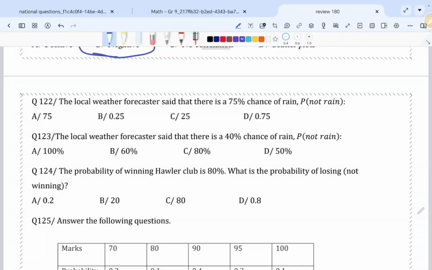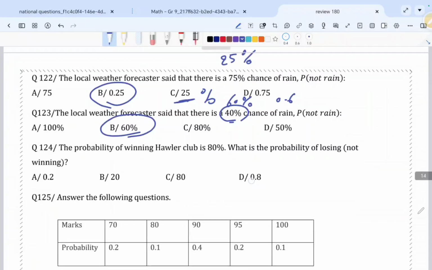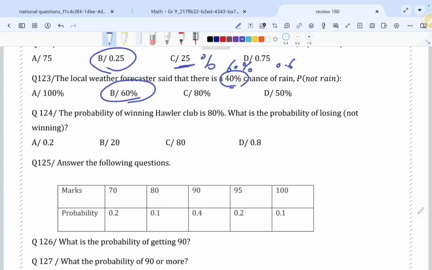The local weather forecaster said there is a 75% chance of rain. So you need what? 25%. Here we have 25, but without the symbol of percent, okay? So we're going to choose the decimal one, 0.25. Now this one is 40%. How much is needed? 60%. Let's see. If there is no percent, you have to choose 0.6, but there is percent, so we'll choose 60%.